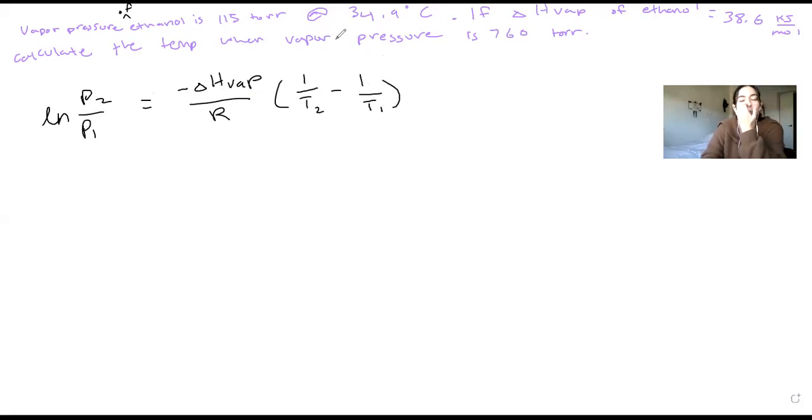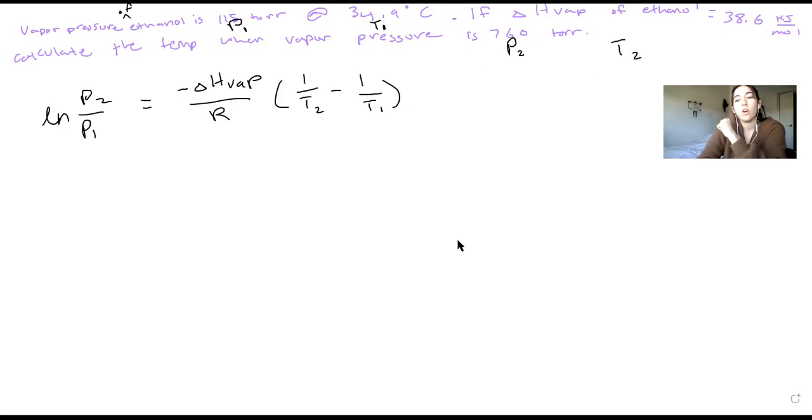But in this problem, what we have is the pressure at a certain temperature. So since this is the pressure at this temperature, we're going to call it pressure 1 and temperature 1. And then it gives us the change in enthalpy of vaporization for ethanol, so we're going to plug that in. But the question is also giving us the pressure change. It's saying that it goes from 115 torr up to 760 torr, and it wants us to find the temperature when this occurs.